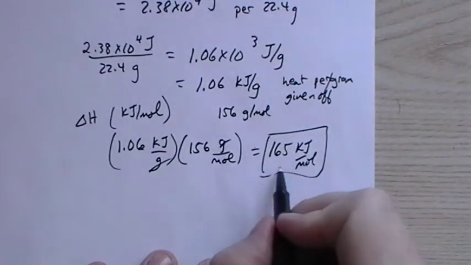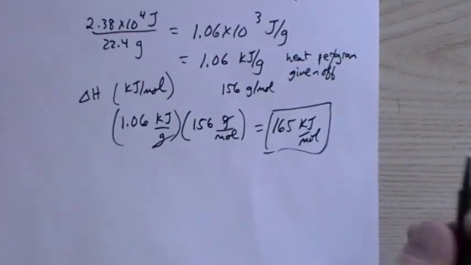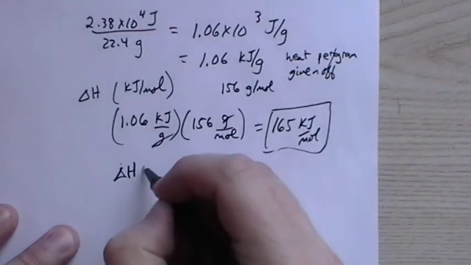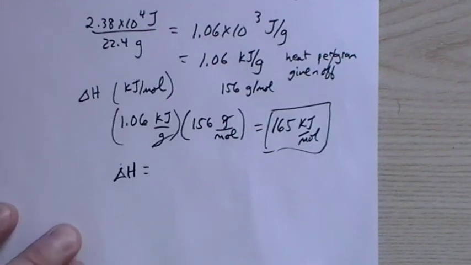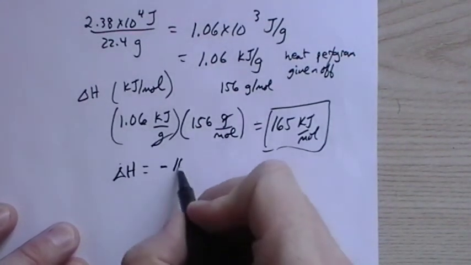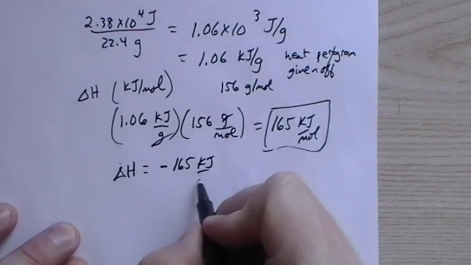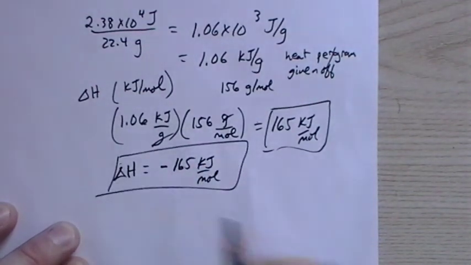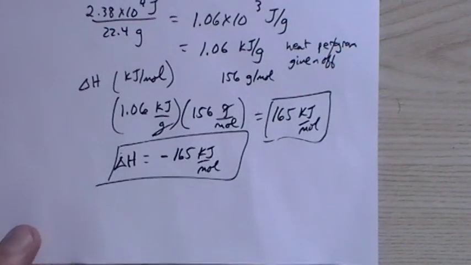Now, that's the amount of energy given off, kilojoules per mole, but they want delta H. Delta H also gives the sign. Since it came out of the salt and heated up the calorimeter, it's negative. So you had to put that negative on there. It was definitely exothermic if the temperature went up. So that is the deal.